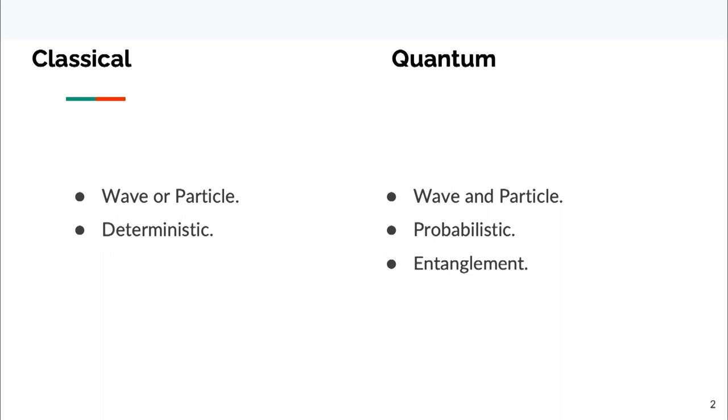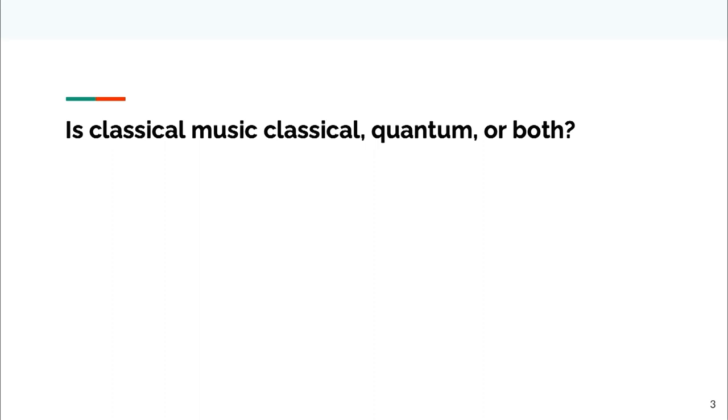So we're trying to distinguish between classical and quantum, and we've been talking about the classical world of waves or particles and deterministic, while in the quantum world, we should be thinking about waves and particles as the same thing in some sense, with probabilistic properties which affect measurement, which will affect a lot of the more advanced technologies. And then there are interesting effects like entanglement that can be harnessed, hopefully, in this new generation of quantum technologies to get completely new types of devices. Is classical music classical, quantum, or both?